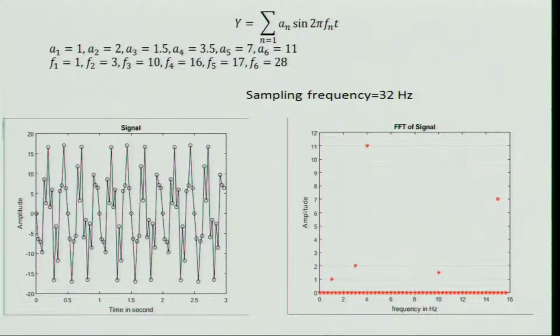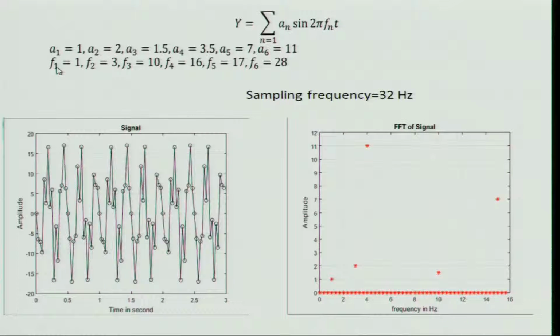So what we have done is constructed a signal y equals sum of a_n sine 2 pi f_n t. Basically we have generated 6 sine waves, a1 sine 2 pi f1 t, a2 sine 2 pi f2 t, and so on and so forth. These 6 sine waves are such that the amplitude of the first sine wave is 1, the second is 2, the third is 1.45, the fourth is 3.5, and so on and so forth.